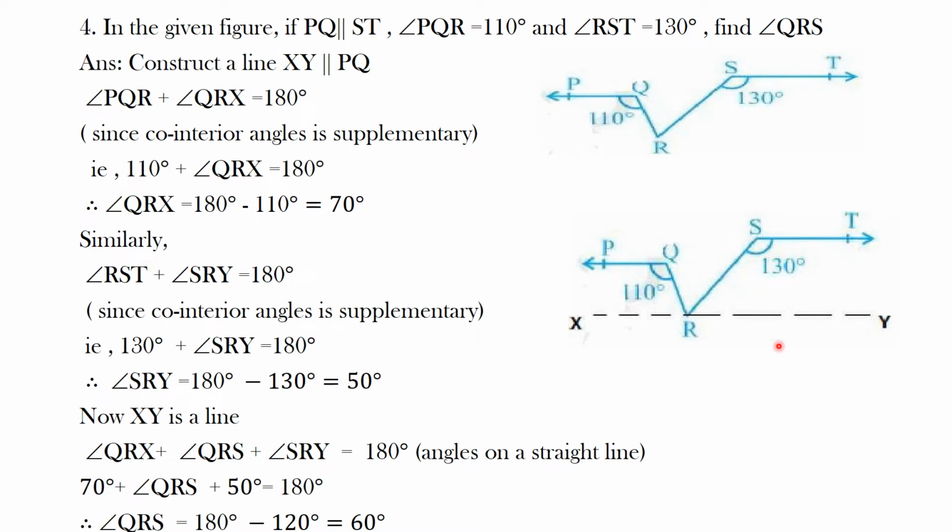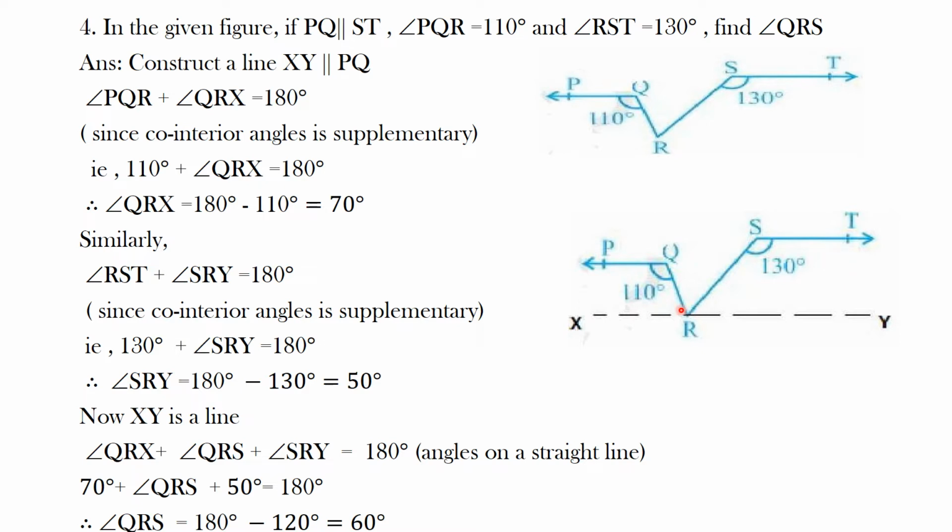Similarly, we can see the next line ST is parallel to XY and angle S and angle R are co-interior angles. Therefore, we can write angle RST plus angle SRY equal to 180 degree. The value of angle RST is given 130 degree. Therefore, angle SRY is 180 degree minus 130 degree equal to 50 degree. So we got the value of QRX as 70 degree and SRY as 50 degree.